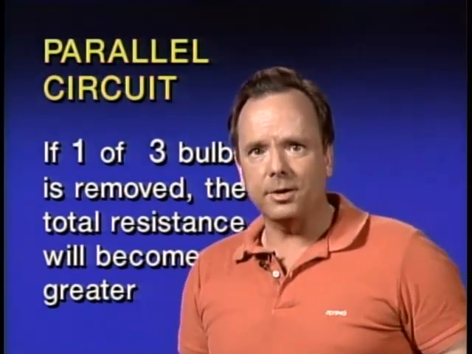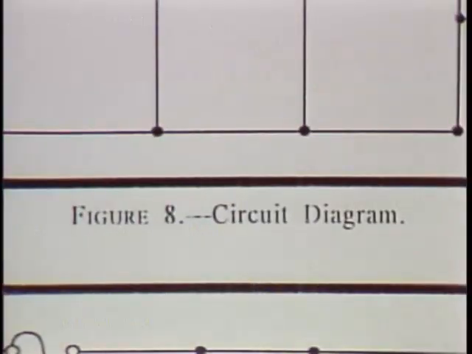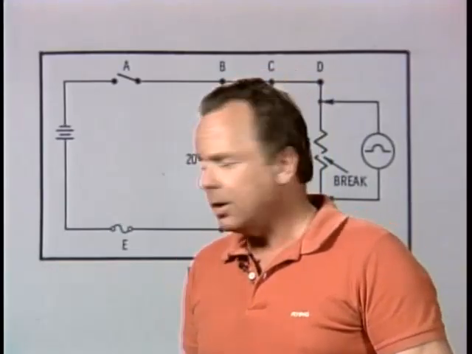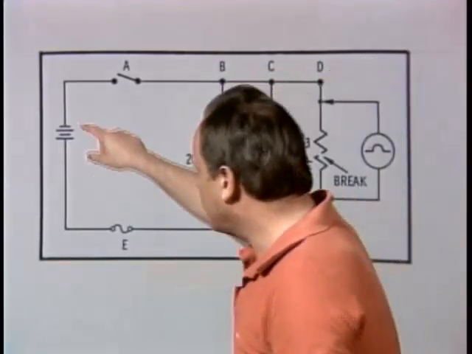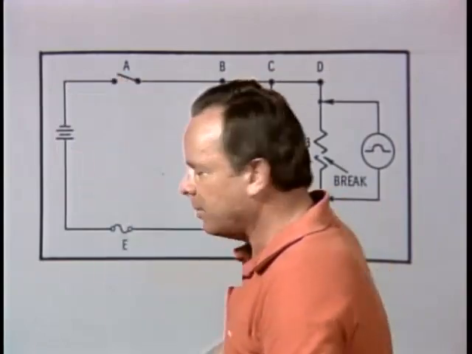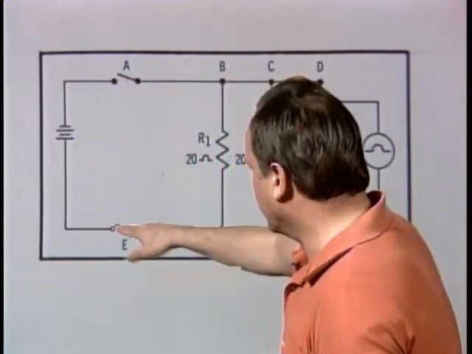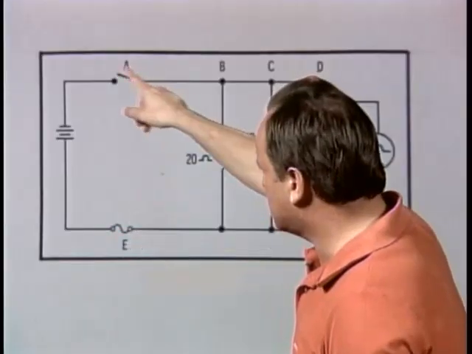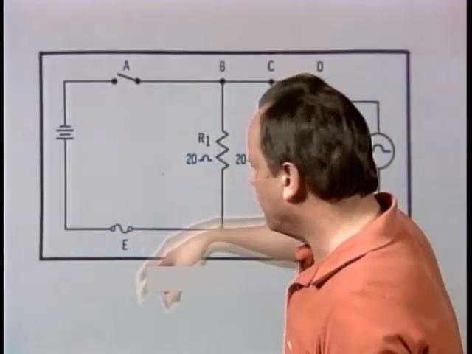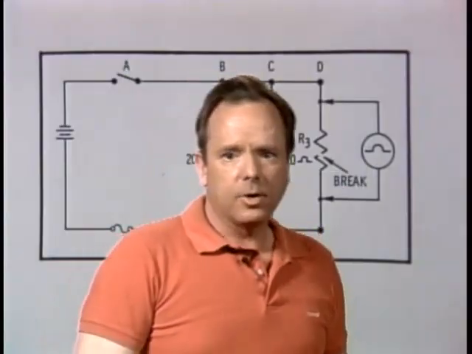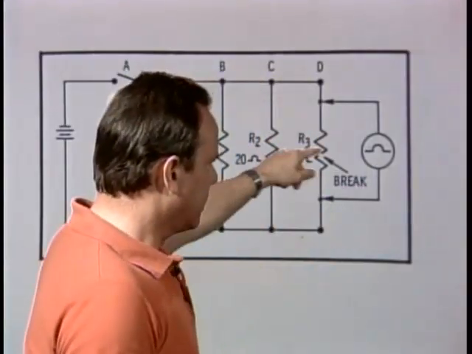And there's another thing that it'll tell you. Let's use light bulbs as an example. Let's assume you have a parallel circuit and there are 3 light bulbs in it, and one of the 3 bulbs is removed. What's going to happen to the total resistance? And the answer is the total resistance will become greater, because as you add more resistance, the total resistance becomes smaller. And the mathematical formula tells you that.